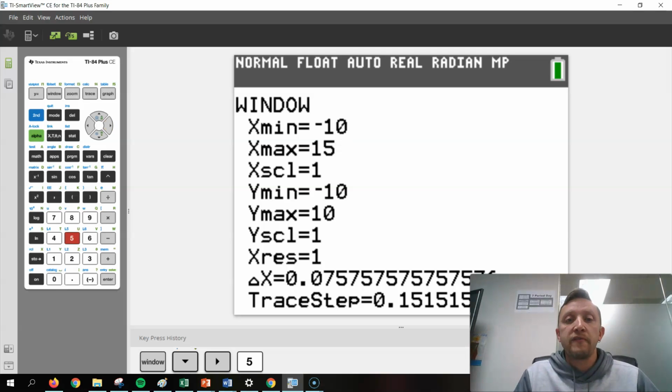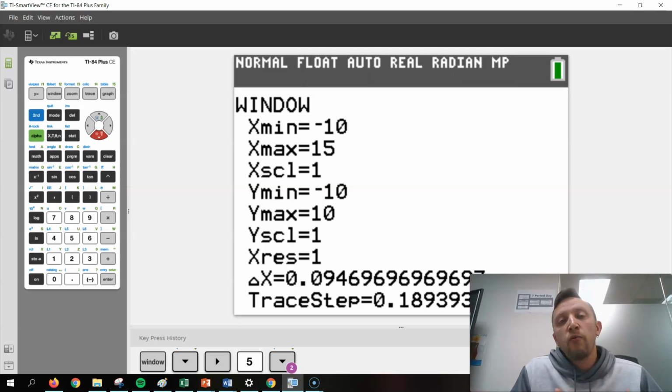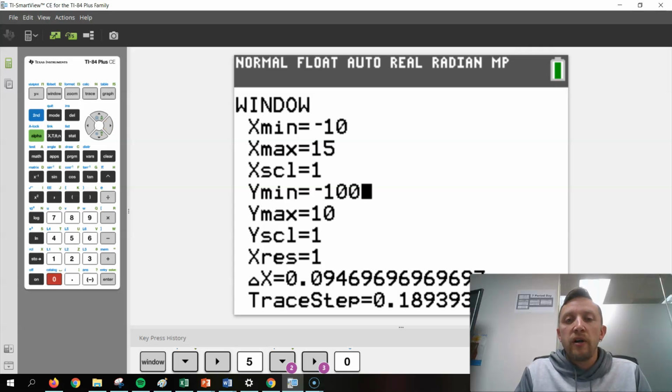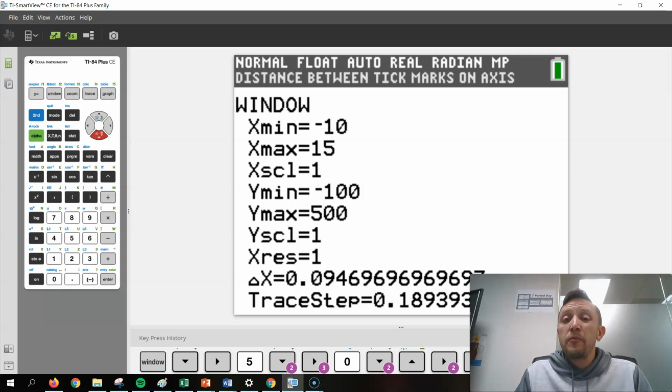Let's go up to 15. And we could just use an x scale of 1 if we want, meaning you're going to count along the x-axis by 1s. If you want to change that to be 3s or 5s, you're welcome to. For the y minimum, let's go ahead and make this a little bit lower. Let's go down to negative 100, just so we can see a better idea of what the graph looks like vertically. And we're going to go up to a y maximum of 500. And obviously we don't want to count by 1s, otherwise it's going to look like a solid black line. So let's count by 50s here.